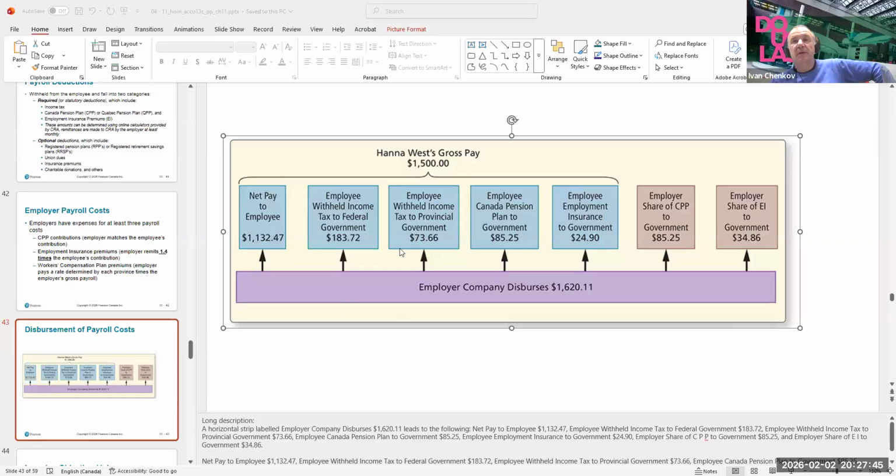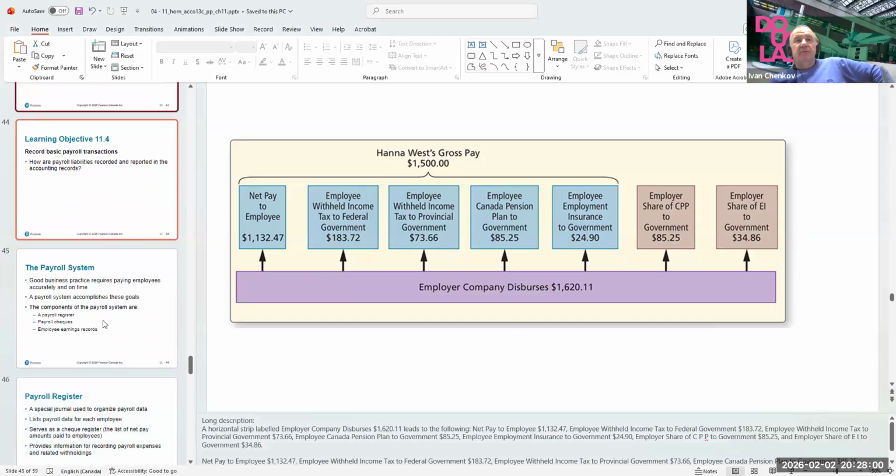Let's go now to our slides and let's take this one and do it as a journal entry. As you can see, this example is probably not from 2026. There are no questions about it. It cannot be 2026, but at least Canada Pension Plan and Employment Insurance are very close. Anyhow, let's go now for the journal entry.